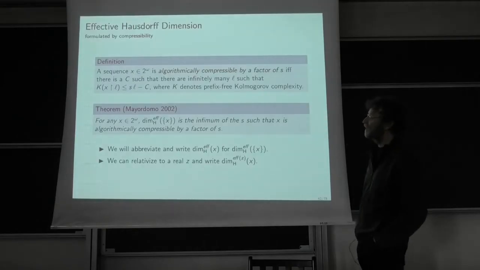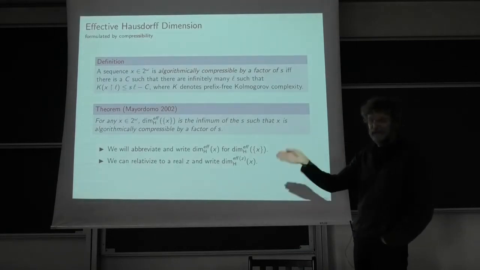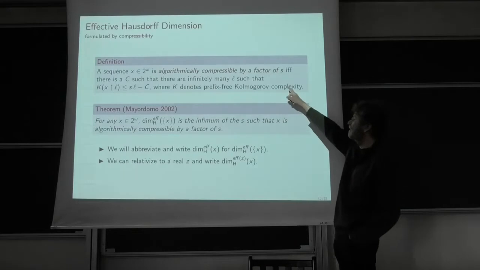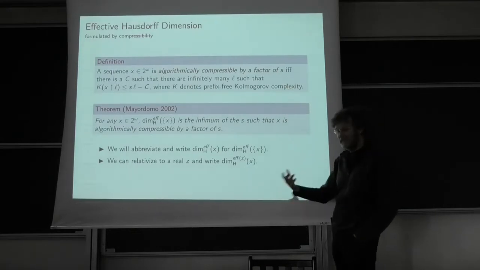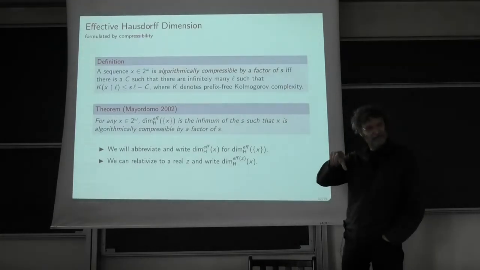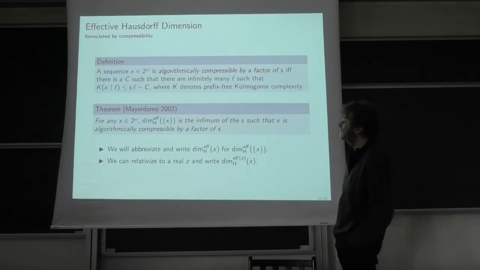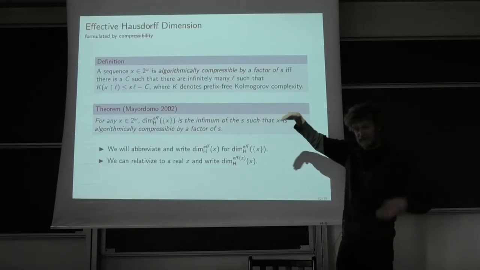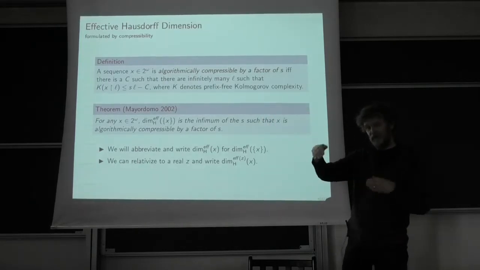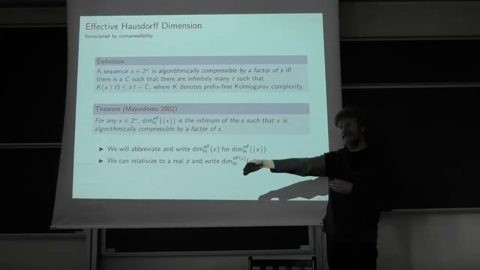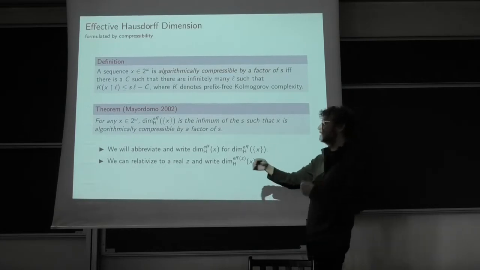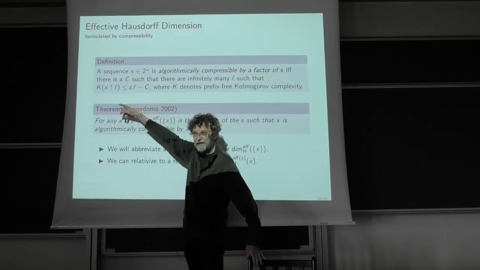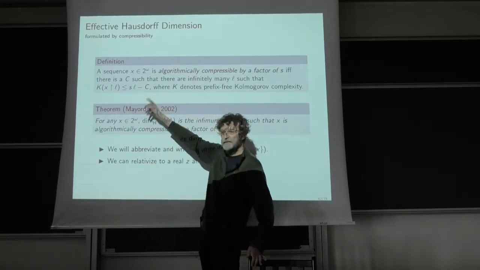We defined that a sequence, an infinite binary sequence, is algorithmically compressible by a factor of s, which means that if you look at the initial segments of the sequence, there are infinitely many initial segments, infinitely many L, such that the Kolmogorov complexity of the first L bits of x is less than or equal to the fraction s of L, s times L, up to an additive constant.